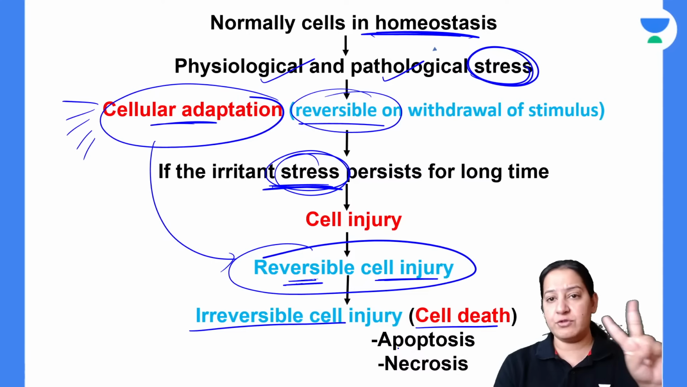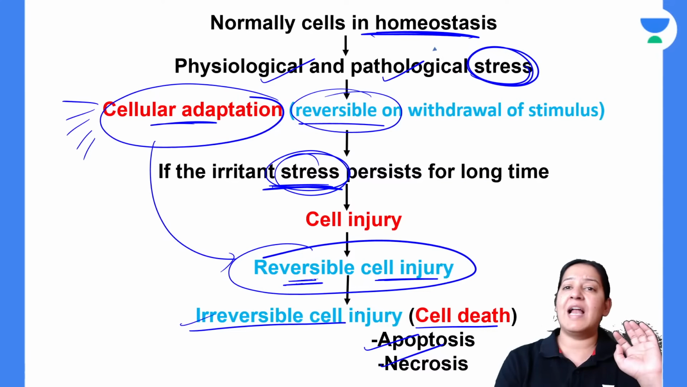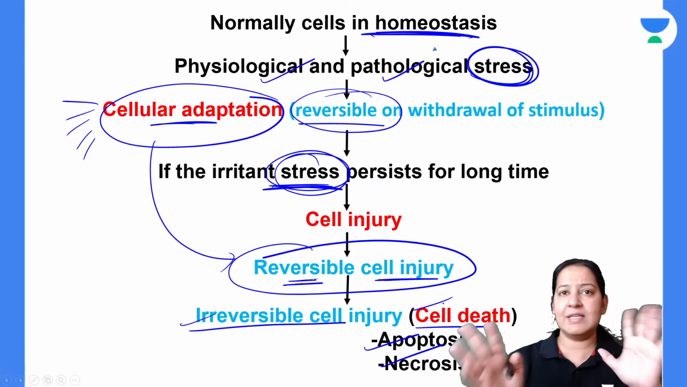Cell death is of 2 types, apoptosis and necrosis. Irreversible cell injury and cell death are one and the same thing. They are synonyms of each other.